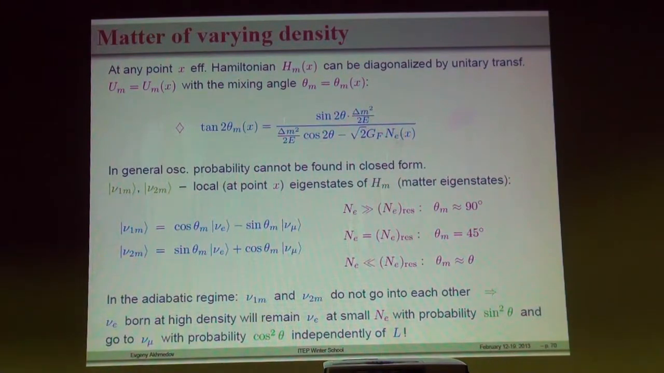On the contrary, the probability that the neutrino will become the muon neutrino will be large. This is for the small mixing angle in vacuum. It looks a little bit paradoxical, because the smaller the mixing angle in vacuum, the more complete the transition from electron neutrino to muon neutrino is.